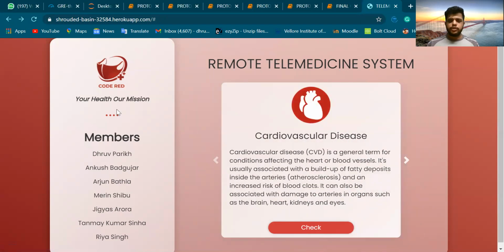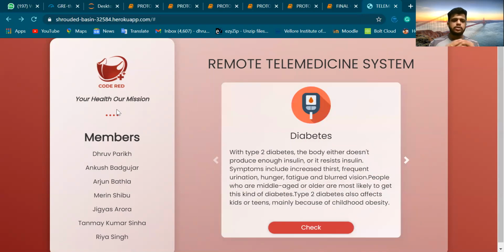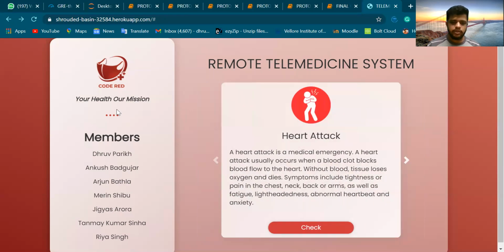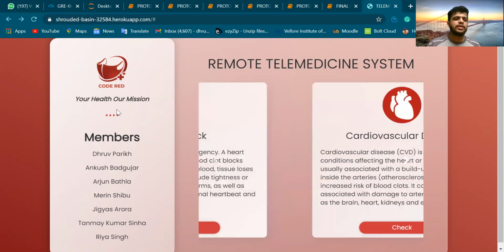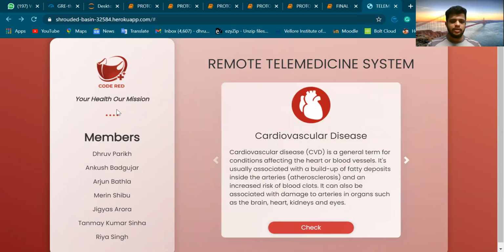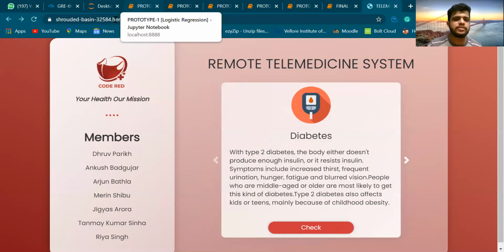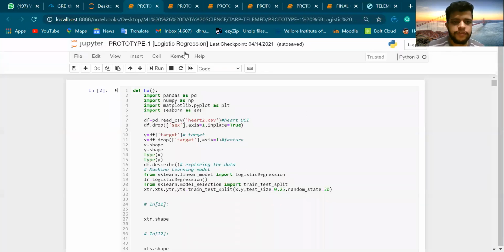The main mission of our project is named Code Red. Our tagline is Your Health is Our Mission. We are trying to help each and every individual facing these prevalent diseases to diagnose in a better manner. We started by reincarnating the systems which have already been created and worked on in various research papers. This was our first prototype model of logistic regression.